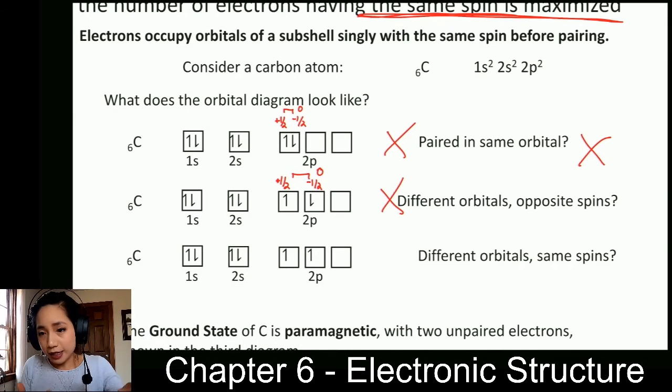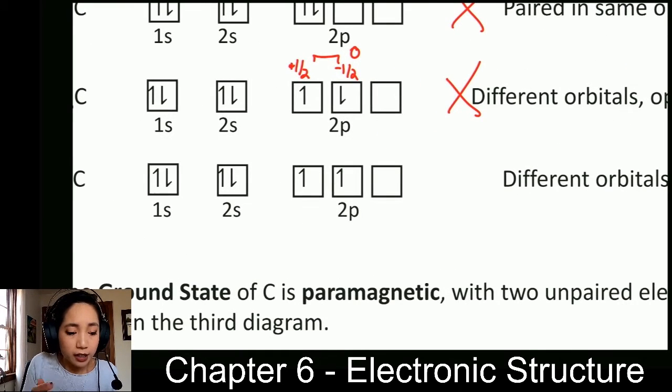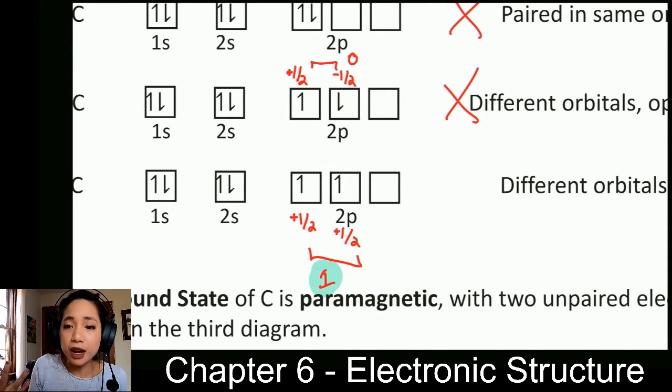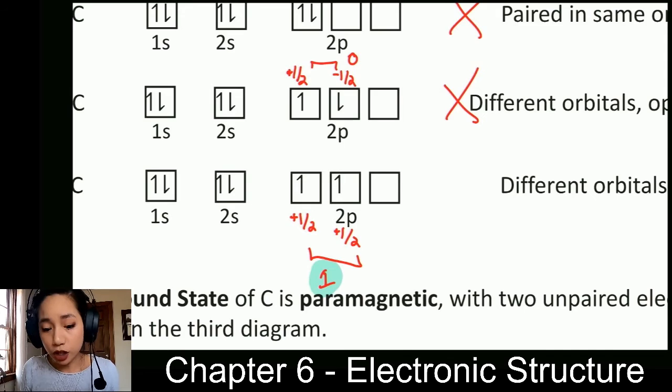The last example here is the correct way that we write out the orbital diagram for carbon. In that p subshell, we place the 2 electrons each in their own orbital, both spinning the same direction. Let's say that's positive 1/2, positive 1/2. If you add that up, the total spin is equal to 1. That's what Hund's rule says, maximizing the total spin of the electrons, and that is our lowest energy way to write out the electron configuration.